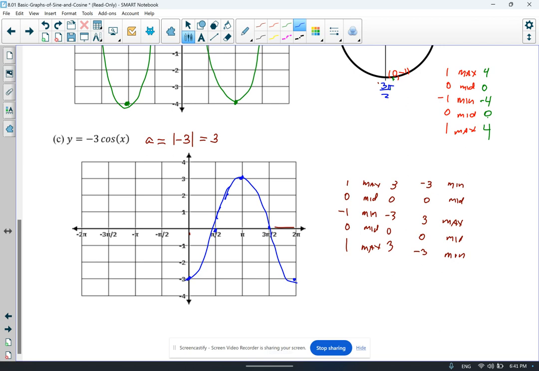So typically at negative pi over 2, it's going to be 0. Then it's going to be back to the maximum value, back to 0, and back to the minimum. So it's minimum, midline, maximum, midline, minimum. Midline, maximum, midline, back to minimum. And again, that's when you have a negative in front, which actually reflects the graph over the x-axis.